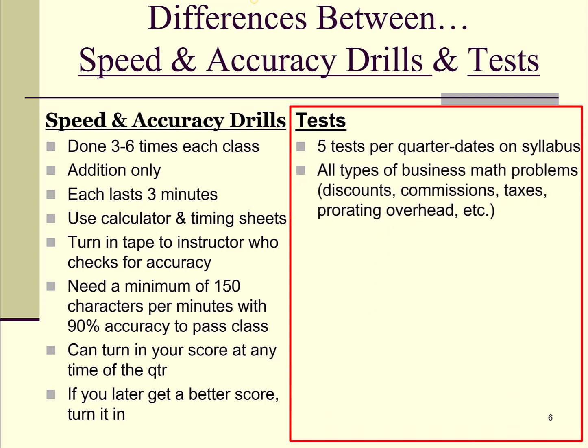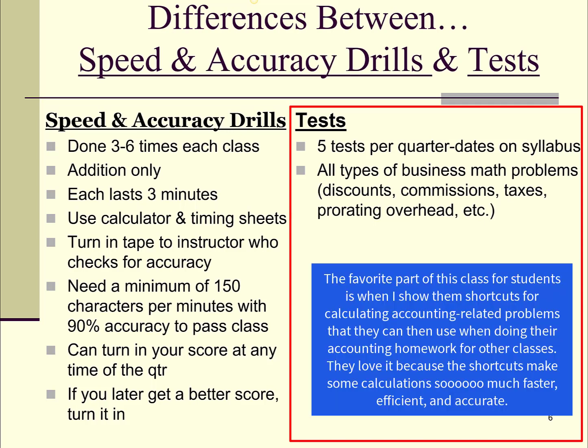What's on the test? Well, similar problems like we do in our homework. There will be things like math problems. Now the first chapter or section that we work on, it's really basic. We just teach you how to add and subtract and multiply and divide on these calculators quickly and accurately. But then later on we get into more complicated things like discounts, commissions, taxes, prorating overhead, etc.